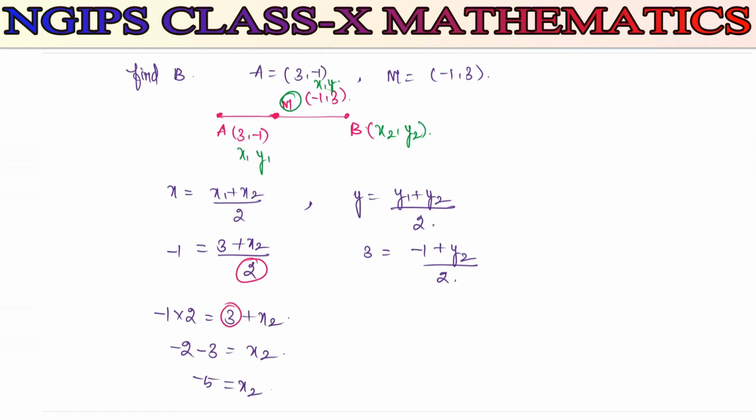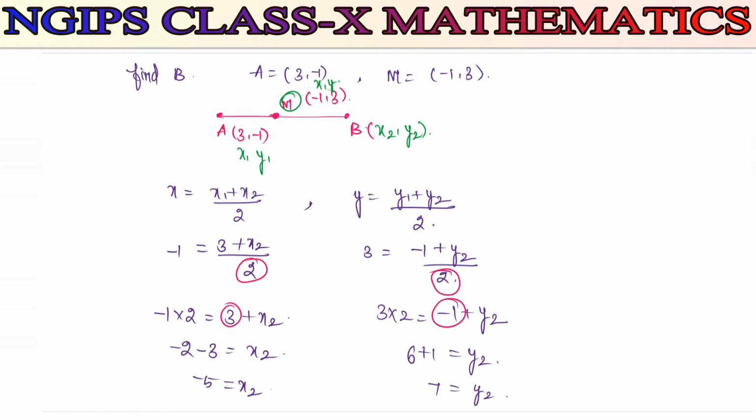On the right side, when you shift this 2 to the opposite side, division becomes multiplication. So 3 into 2 is equal to minus 1 plus y2. 3 2s are 6. When you shift this minus 1 to the opposite side, it becomes plus 1, so 6 plus 1 is equal to y2. 6 plus 1 is 7, so 7 is equal to y2.